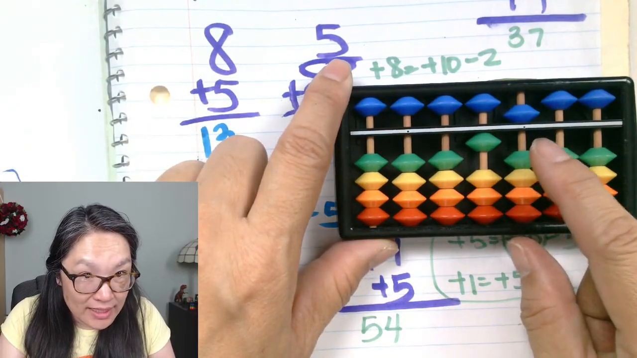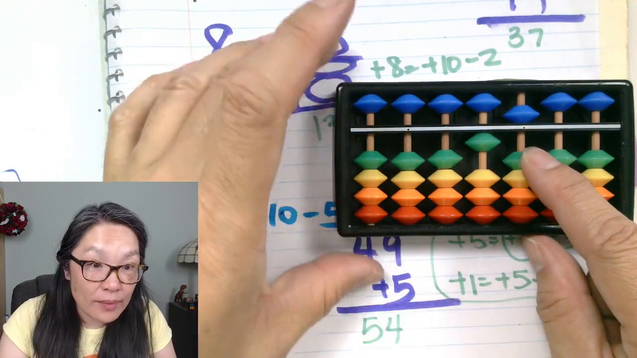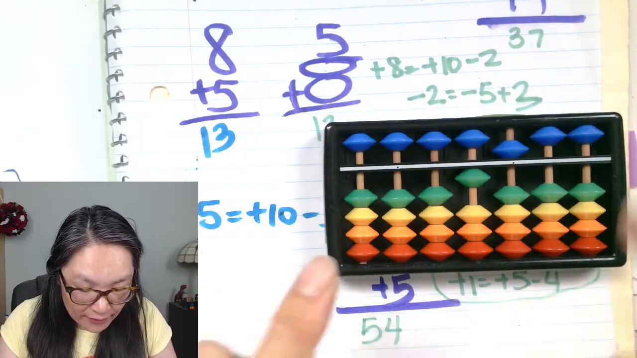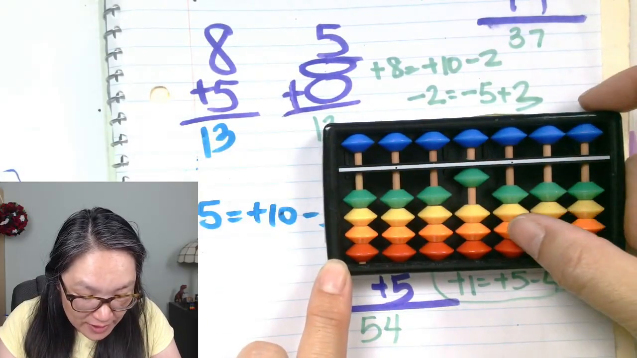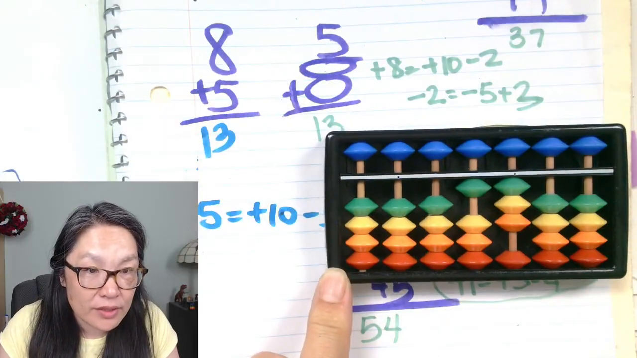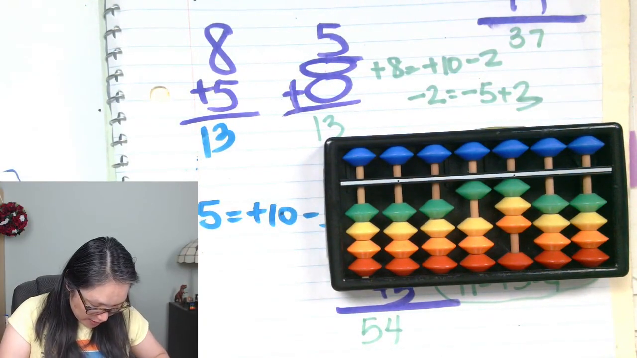Wait, notice I cannot take away the 2. Oh, but I know how to make a 5. I know how to minus a 5. So I minus the 5 and then plus the 3. My final answer is 13. So it's all about the journey, not the destination.